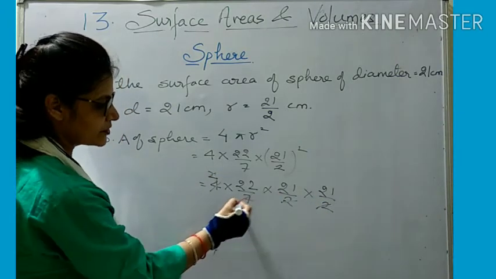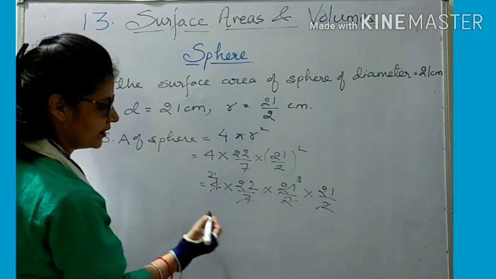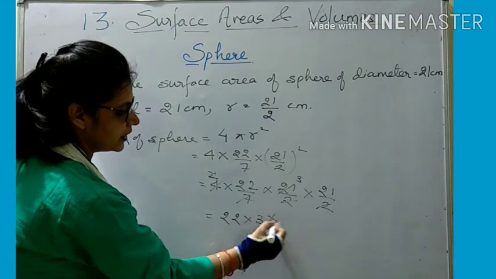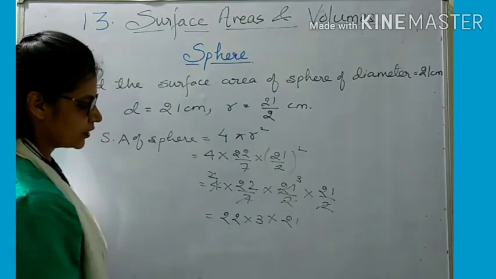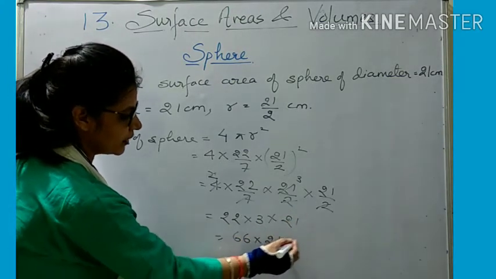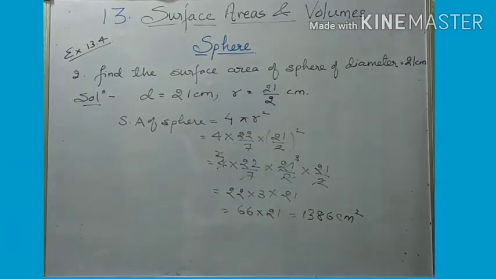So this will cancel out. 7 is gone. So how much is left? 22 into 3 into 21. So what is it? 22 into 3 is 66, into 21. So our answer is 1386 centimeter square.